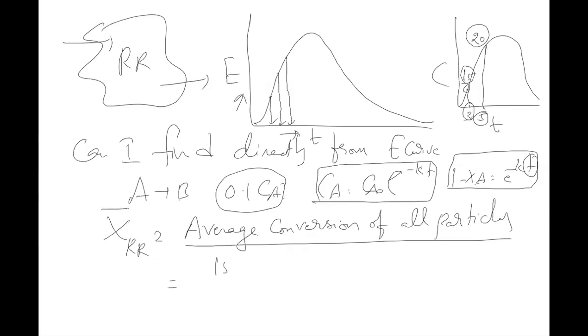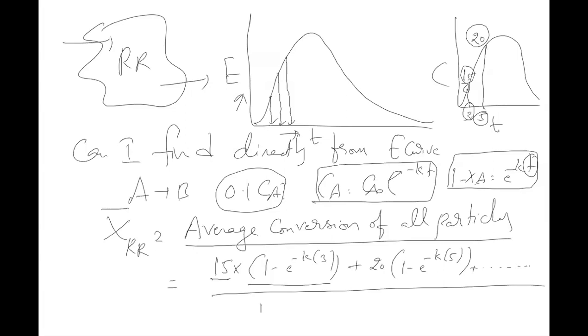So 15 particles are spending 3 minutes, then its conversion is 1 minus e power minus k into 3, plus 20 particles spending 5 minutes, 1 minus e power minus k into 5, and so on. For every time you calculate the number of particles times its conversion, divided by the total number of particles, which is 15 plus 20 plus and so on. This is nothing but your X bar. Clear or not?